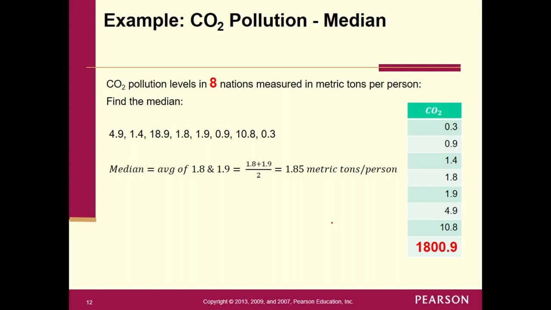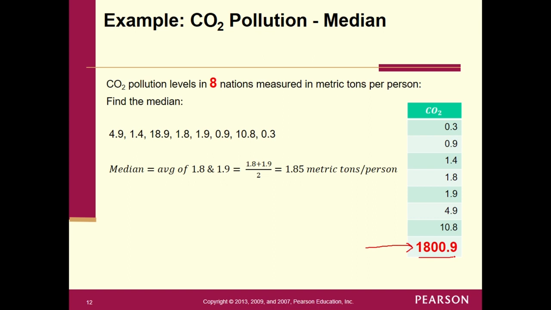Now, what I've done here is I made the United States ridiculously large. I made it really, really obvious that now it was probably an outlier before, but it's definitely an outlier now. If I artificially changed it to 1,800.9 instead of 18.9, it's a ridiculously high outlier. What would happen to the median in this situation?